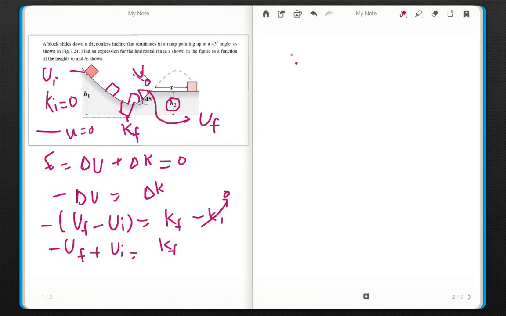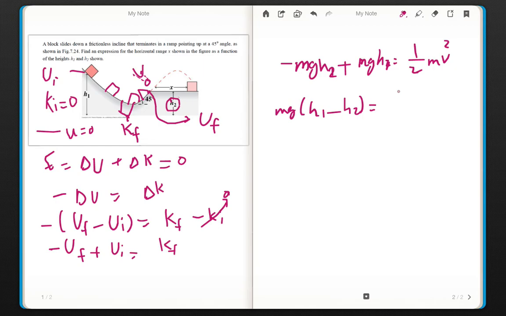Continue here. Just substitute what U is, which is mgh1, because it's your initial, plus mgh2 is equal to 1/2 mv squared. Just take out the common factor, you will have g. This should be 2 and it should be 1 since we have it in final, so you will have it this way. The m cancels on both sides, so v squared is equal to 2g(h1 minus h2). But they're asking for the horizontal range, so what can we do now?